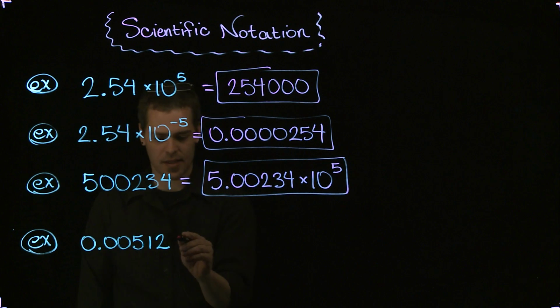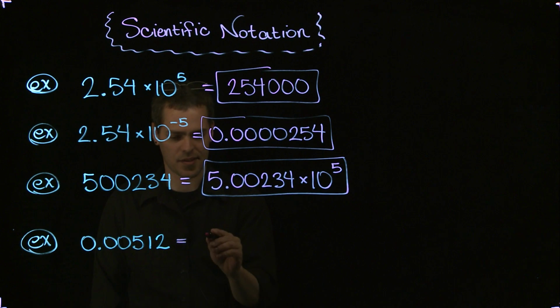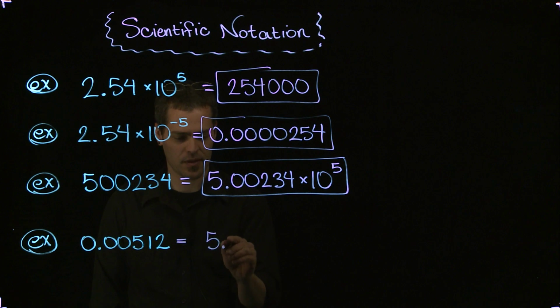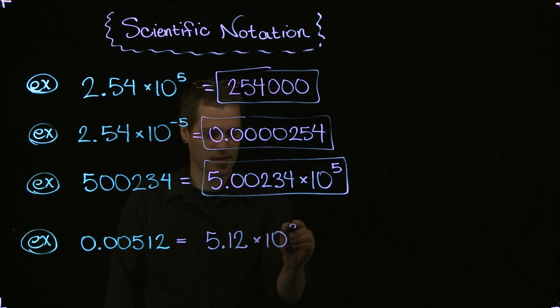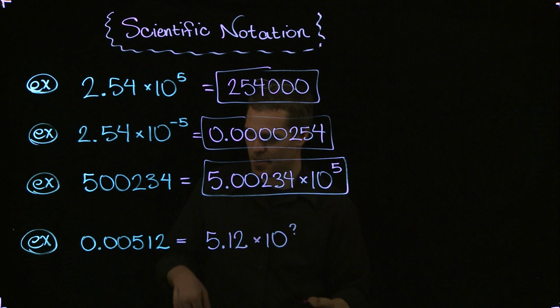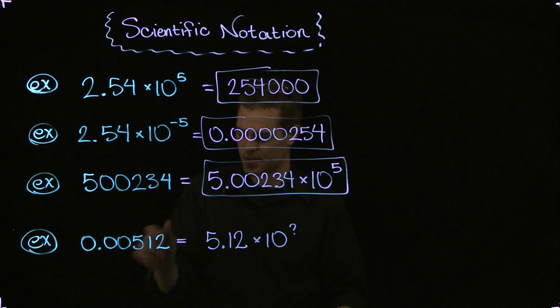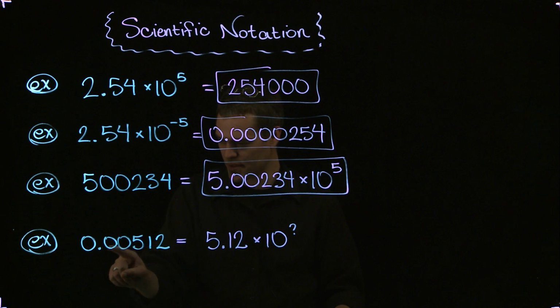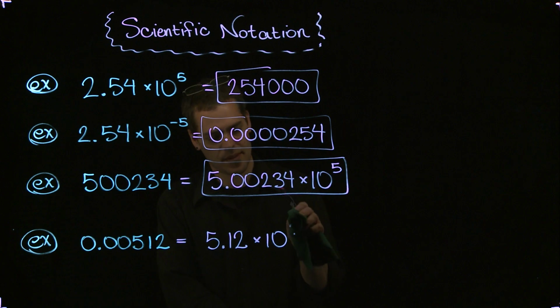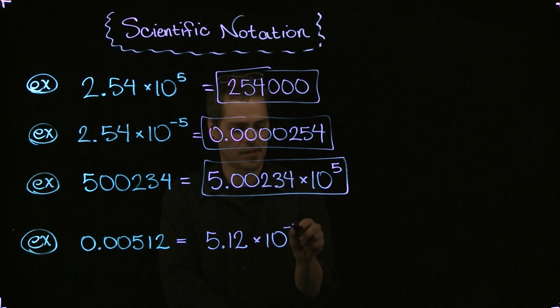For the bottom one, again, I'm going to start with a number between 1 and 10. So it's going to be, in this case, 5.12 times 10 to the something. And I need to figure out, again, how to get back to the original expression. So from here to there. Well, this number is smaller than this 5.12. So what that means is that this has to be a negative power of 10. I would be moving the decimal to the left some number of places. So let me just put my finger here. How many places? 1, 2, 3. That means this has to be 10 to the negative 3.